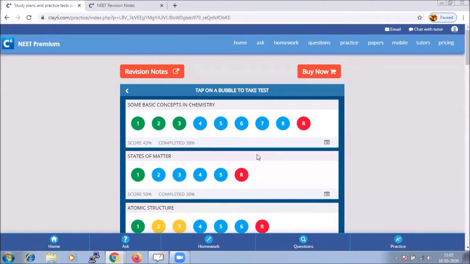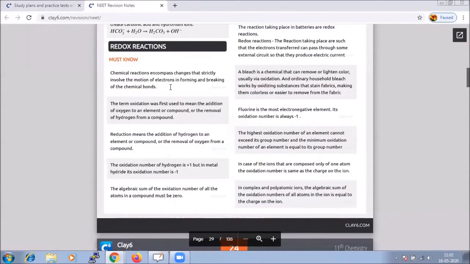And in today's class, let us talk about redox reaction. If you click on revision notes, it opens in a new tab which will give you a precise understanding about each chapter. And in today's session we are going to discuss redox reaction.